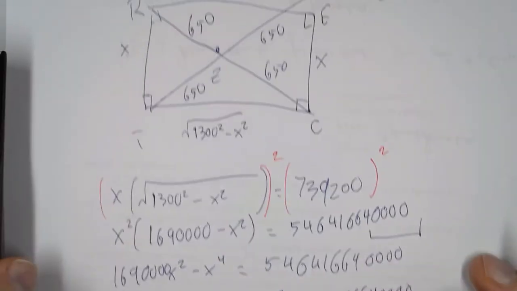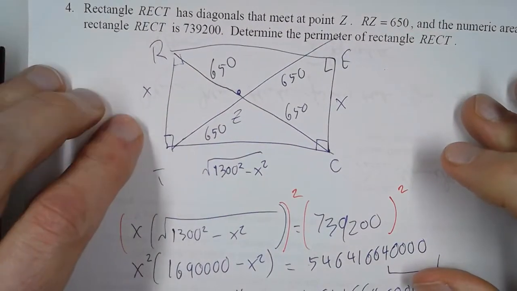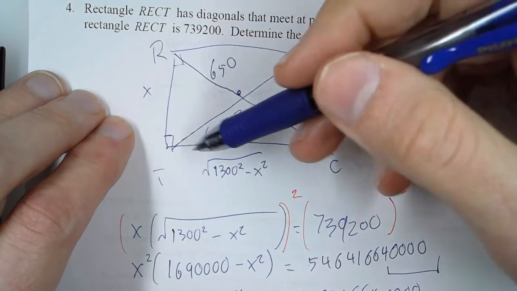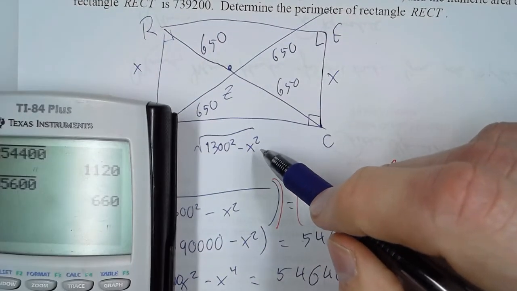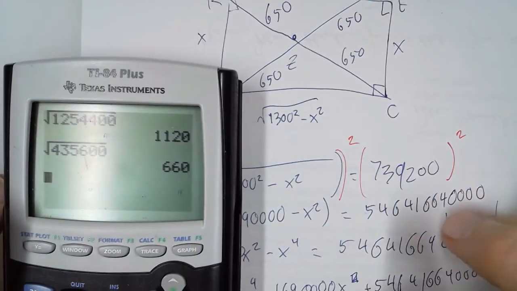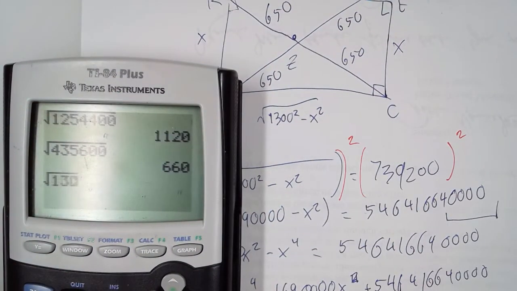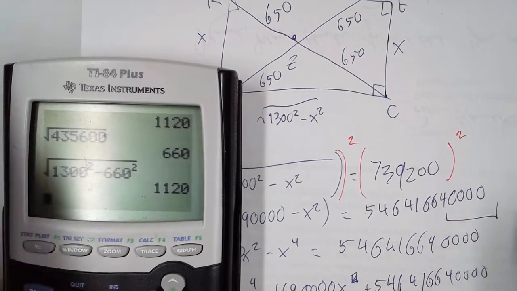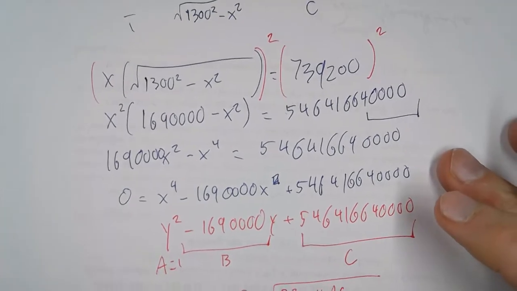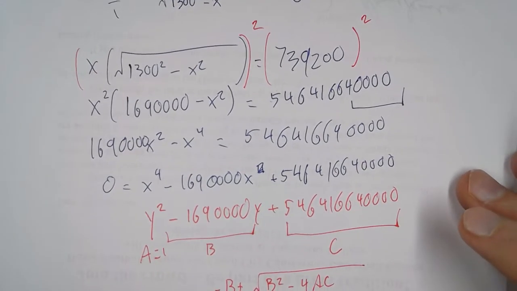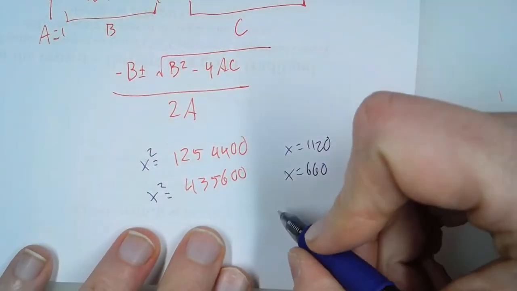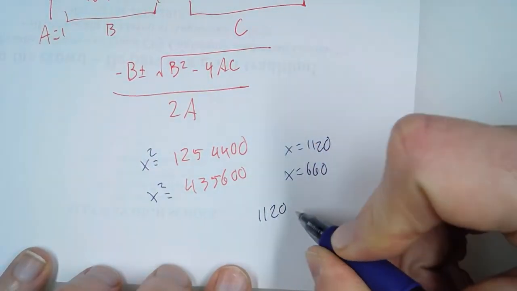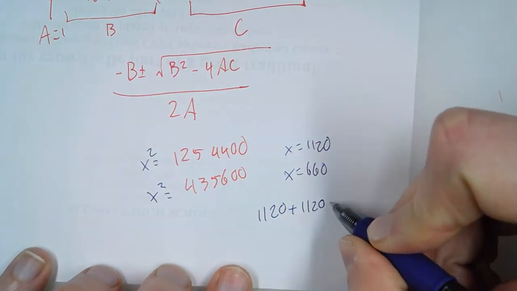And the reason that we have two solutions is that 660 is one of them, and 1120 is the other one. Because if I were to substitute 660 in for this, here's what I'd get: 1300 squared minus 660 squared. We get 1120. So the question asks, determine the perimeter of this. Well, 1120 and 660 are two of the sides. Since it's a rectangle, it's the length of the other two sides also.